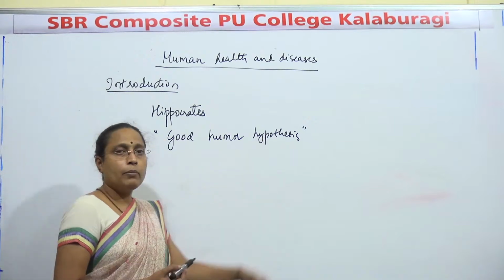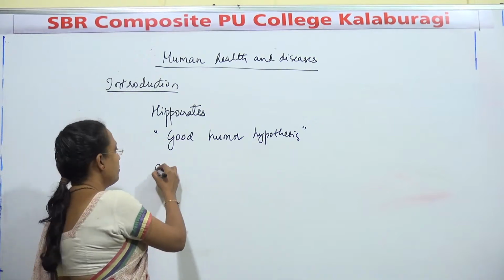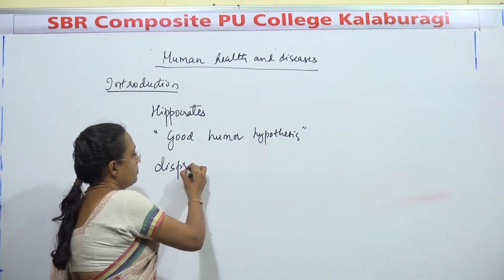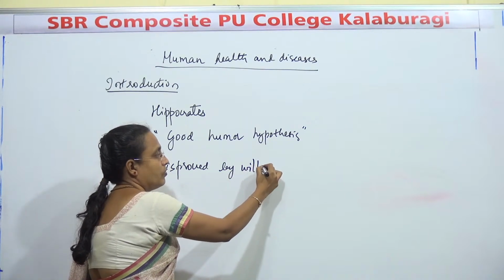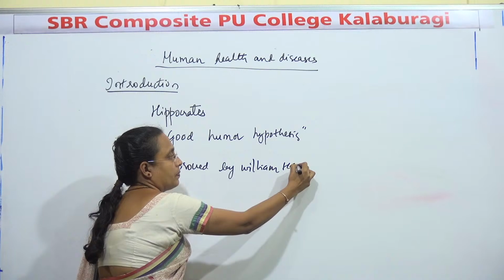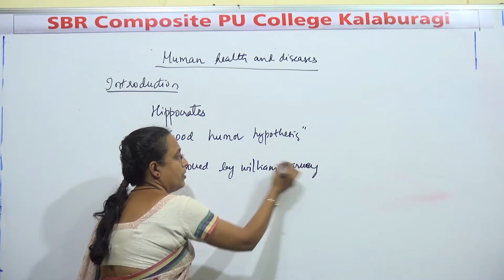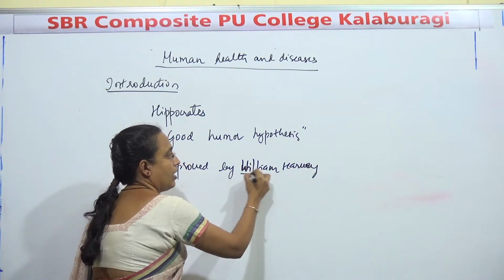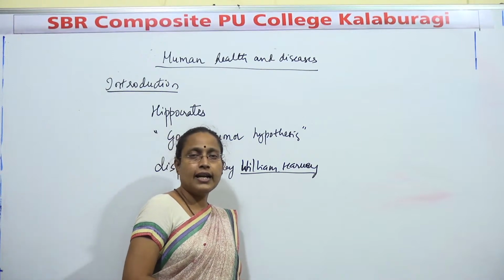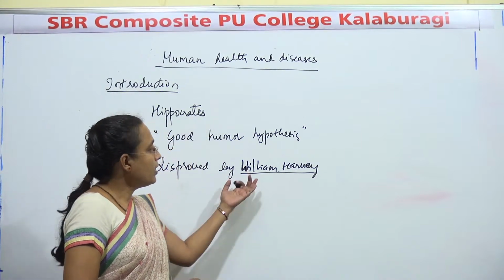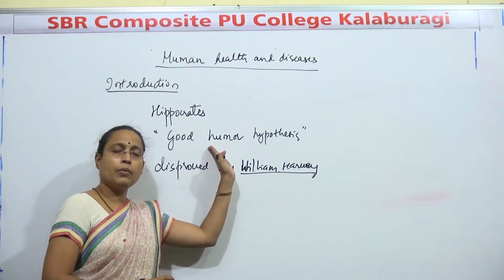So, the good humor hypothesis was disproved by William Harvey. William Harvey is also the discoverer of the circulatory system. Now, what did William Harvey do, and what was this hypothesis telling?